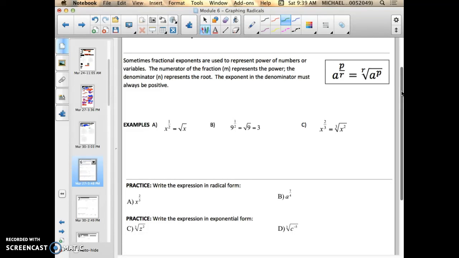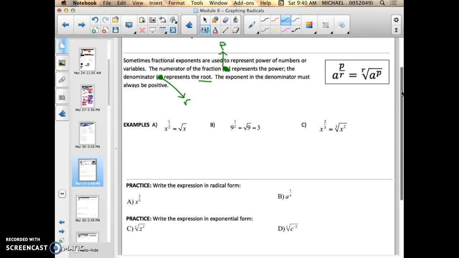Sometimes fractional exponents, so powers that are written in fraction form, are used to represent power of numbers or variables. The numerator of the fraction, I'm going to call it p, because p represents the power. The denominator, and I've switched this to r, represents the root. I tried to make it a little easier. P represents power, r represents root. The exponent in the denominator must always be positive, all right? Just keep that in mind.